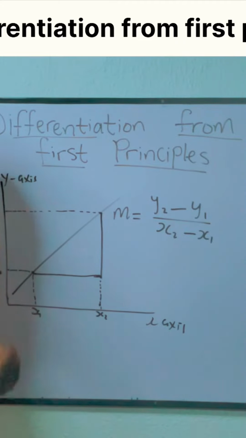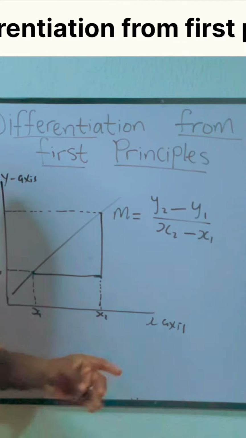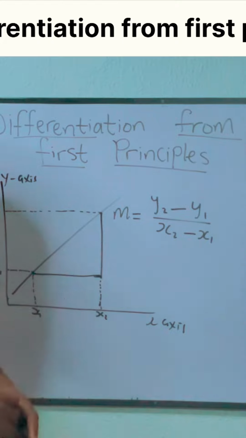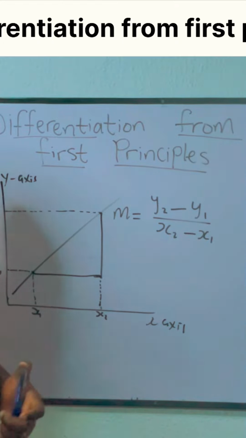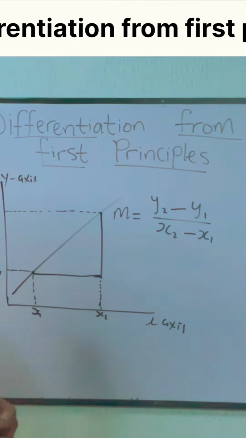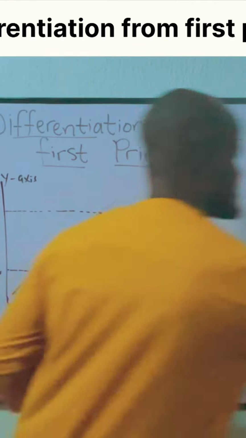Now that is for a straight line, and that's why it's straightforward. But what if you had to look for the slope of a curve? Now that's where calculus comes in, differentiation. The slope of a curve is the rate of change of y with respect to x when it comes to a curve. So I'm going to clean up this now.